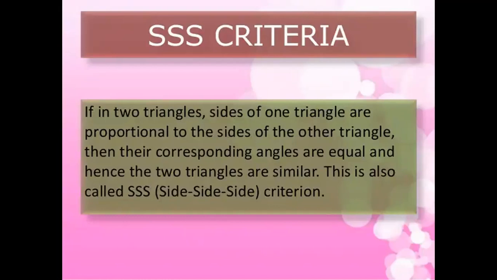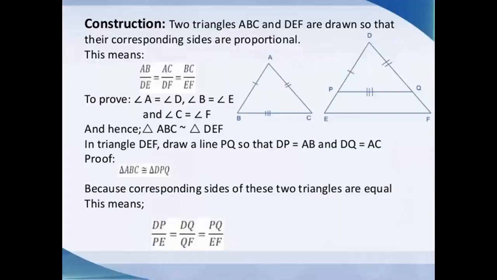Now, this time, we consider the sides of a triangle. If the sides are proportional to each other, then it can be said that they are similar triangles. This is the side test or criterion. To prove that triangles are similar, we look at the corresponding sides. Here, corresponding sides AB and DE. If they are proportional, then they can be said to be similar triangles.